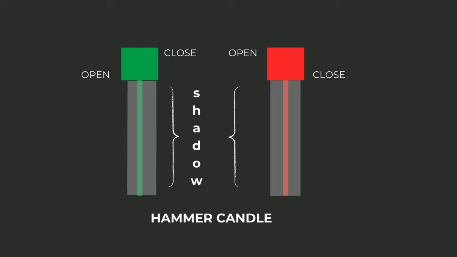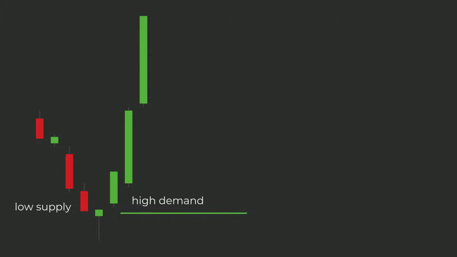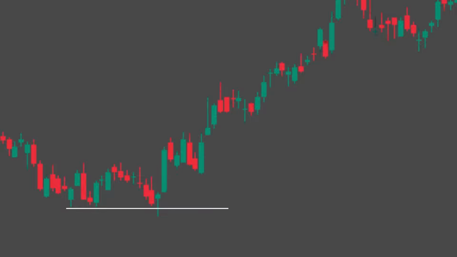It looks like a wick. This indicates strong demand in the market. In a scenario of low supply and high demand, the appearance of a hammer candle suggests that buyers are coming in to take over the market, showing a reaction to potential bullish momentum.